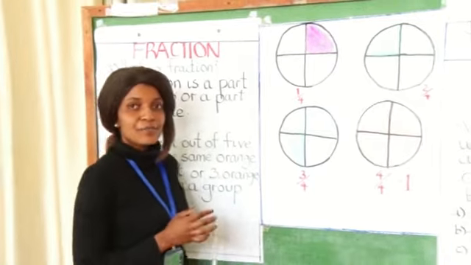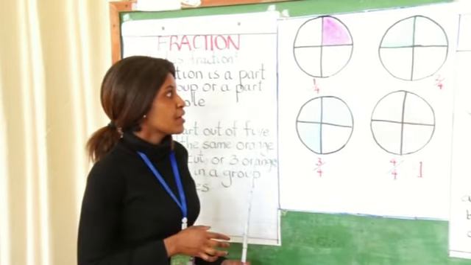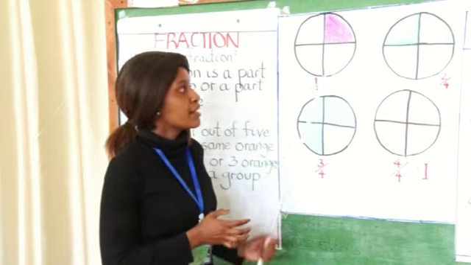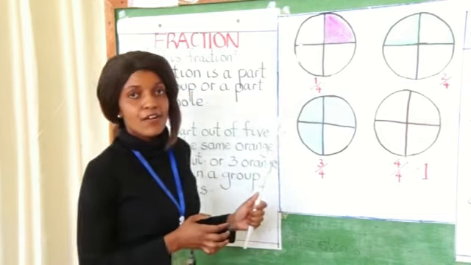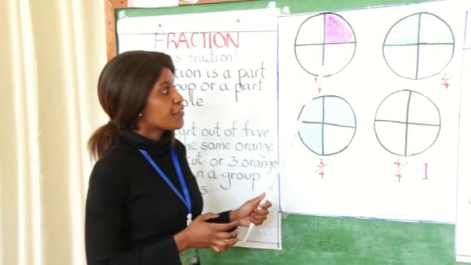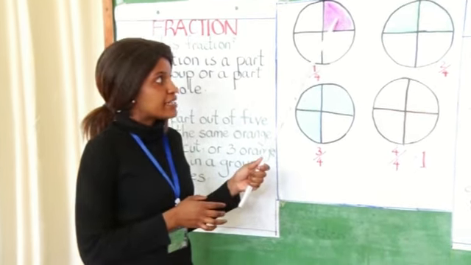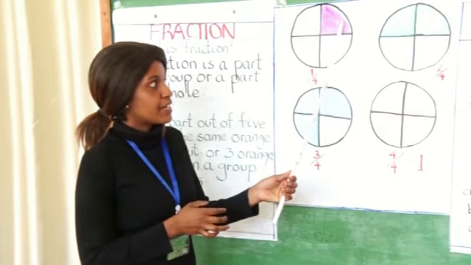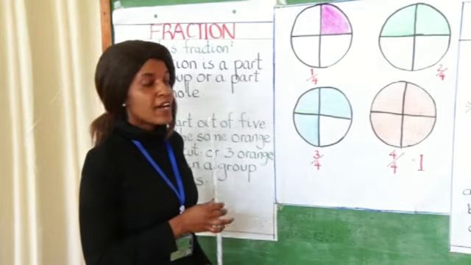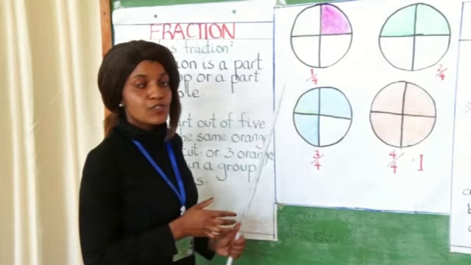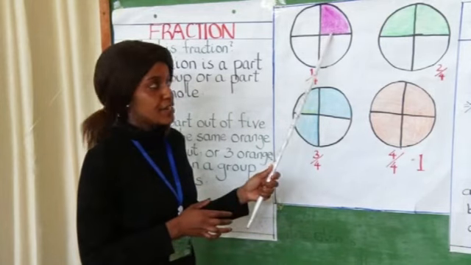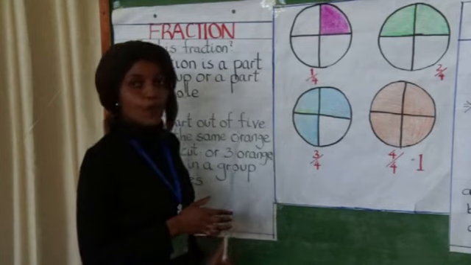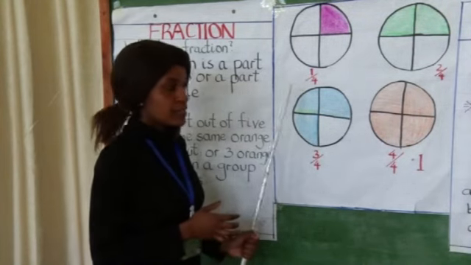Now, let us see more examples using drawings. As you can see here, we have drawings which are shaded using colors. In this drawing, we have four parts: 1, 2, 3, 4. One part is shaded. One part is colored. You see this colored part. So, we refer to it as one part out of four parts is shaded: 1 over 4 or a quarter.